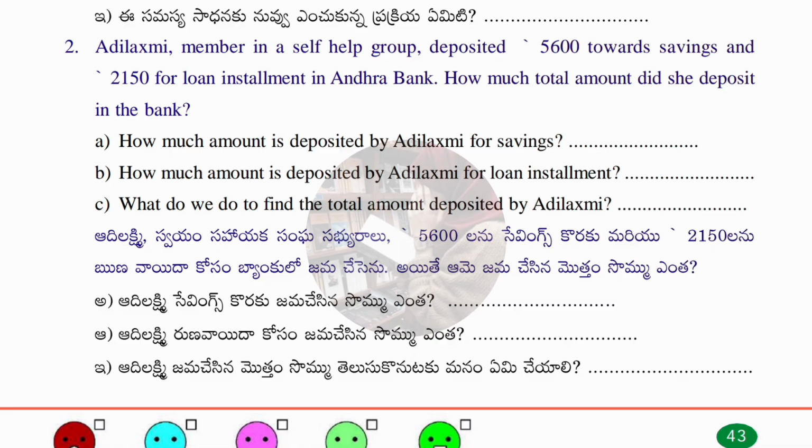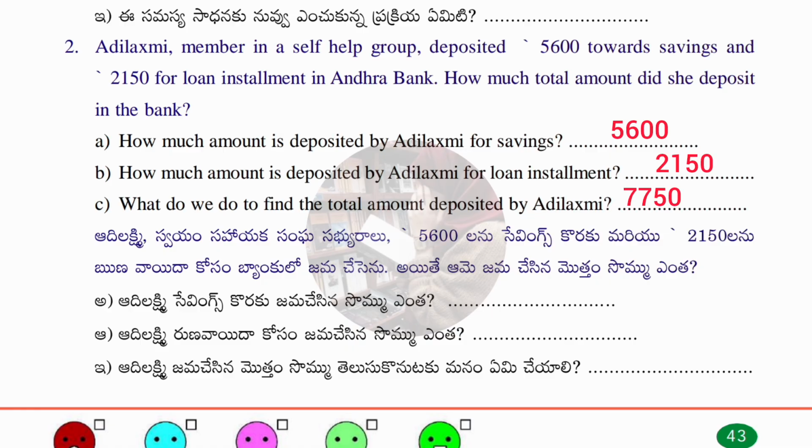Let's see. First question is, how much amount is deposited by Adi Lakshmi for savings? For savings, she has deposited 5,600. Okay. So second question, how much amount is deposited by Adi Lakshmi for loan installment? For loan, she has deposited 2,150. Okay, 2,150.